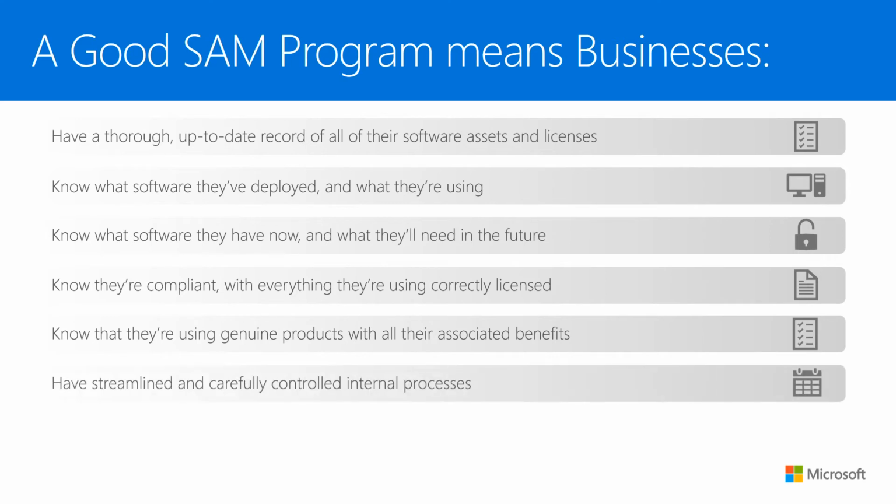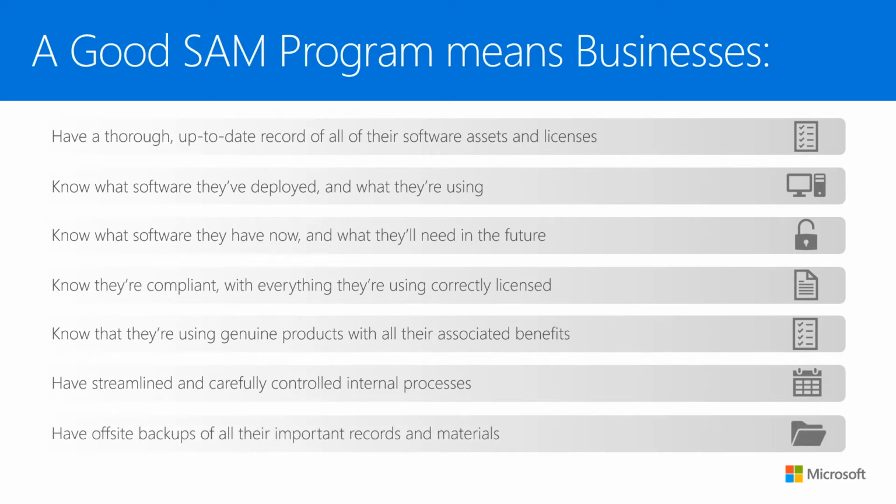And then to keep things that way, they have streamlined and carefully controlled internal processes, and they're taking proactive action in case of disaster by having off-site backups of all of their important records and materials. So they've got control, they've got knowledge, and they've put the right processes in place. What sort of tangible benefits will this drive for a business? Let's take a look at a number of areas where an organisation can expect to see real improvement.